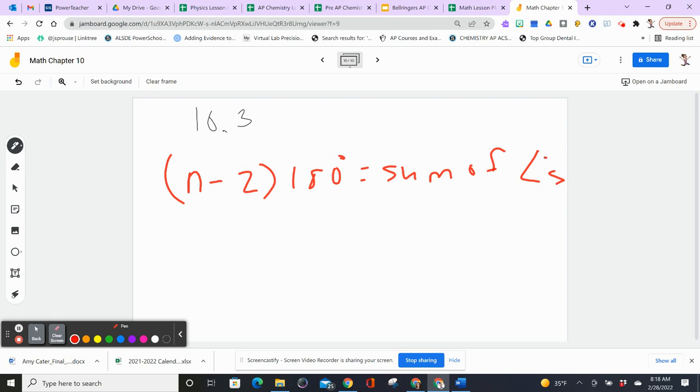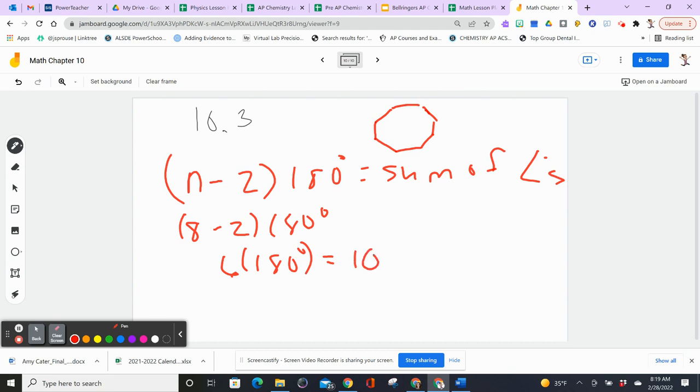So let's look at an example for that. Example 10.34 on page 640 is an octagon, so we have 8 sides. So let's see if I can draw that. There we go. That's an octagon. So we have 8 sides, so we're going to say 8 minus 2, and then times 180. 8 minus 2 is 6, times 180. 6 times 180 is 1080. So when you add up all of the angles in there, they should add up to 1080 degrees.